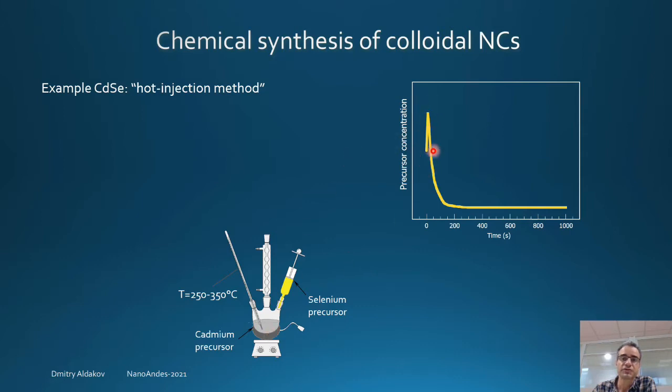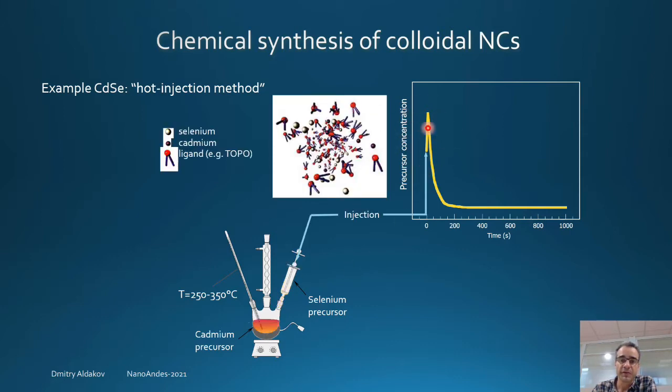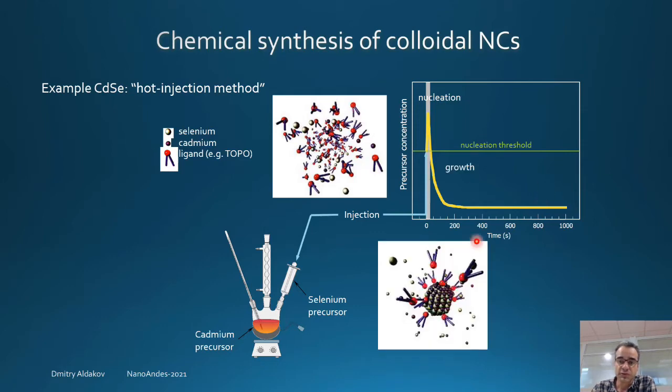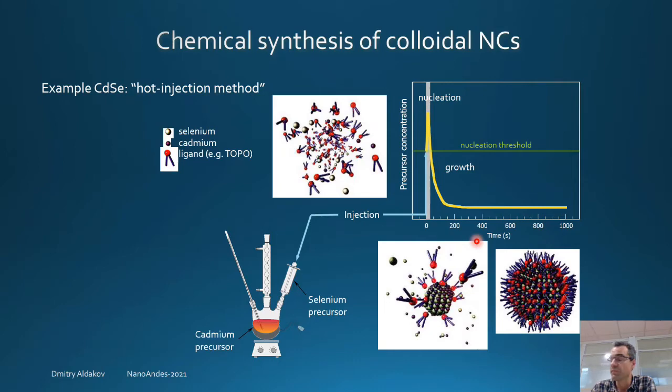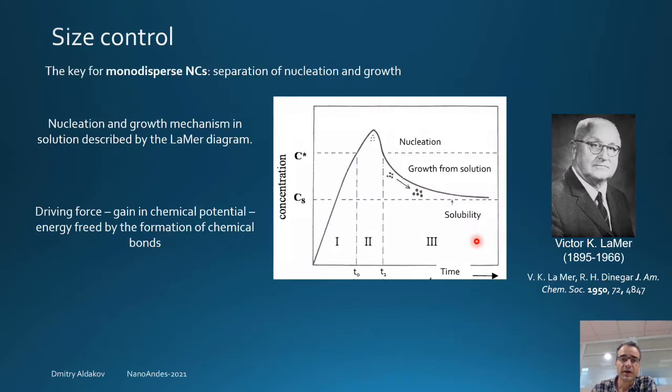We create supersaturation of the monomers, and they start to react with each other, cations and anions, and they start to create clusters. We have nucleation threshold, have nucleation, and then we have growth and gradual decrease of the concentration of the monomer and increase of the size of the nanocrystals. So this is the principle of all of main growth mechanisms of colloidal nanocrystals. The size control of those nanocrystals is defined by what we call LaMer theory, which you have probably heard already about.